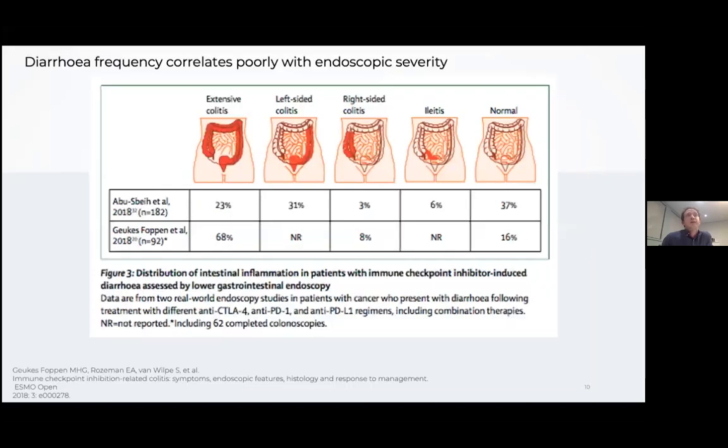Alluding to that a little more, this study looked at endoscopic appearances in patients who had endoscopy with a suspicion of immune checkpoint inhibitor colitis. A good proportion of these patients, and these are different case series, so there's a discrepancy between them, and obviously these were single centers with different admission criteria, but a good percentage had extensive colitis.